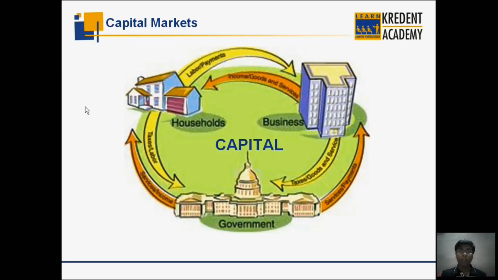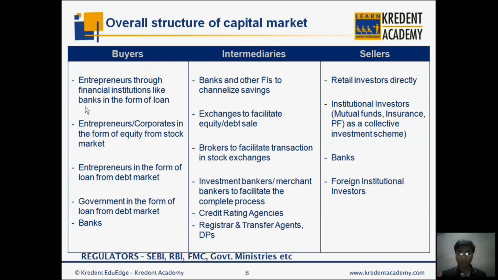For households, you need capital for your day-to-day activities to buy the necessities of life. For governments, capital is very important because a government cannot build roads and bridges without capital. They cannot put money into welfare activities without capital. So capital is at the core of any economy. So it is but obvious that a market for capital is crucial for any economy. So what is the structure of a capital market?